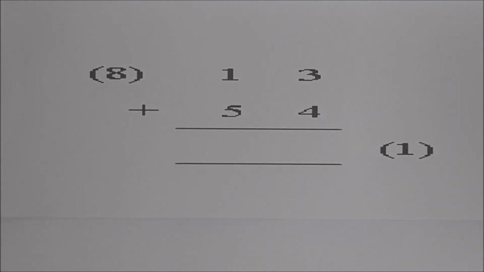Okay, number 8, Sky, what are you adding? 13 and 54. Okay, stop. Let's give those at home a chance. Add 13 and 54. No regrouping, so there shouldn't be a problem with this. Let them put an answer at home first.